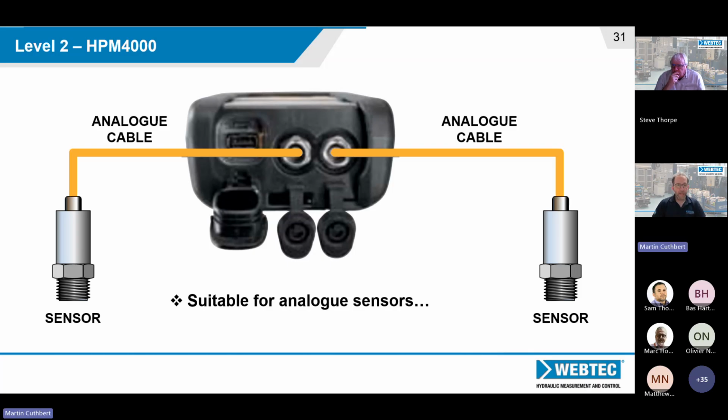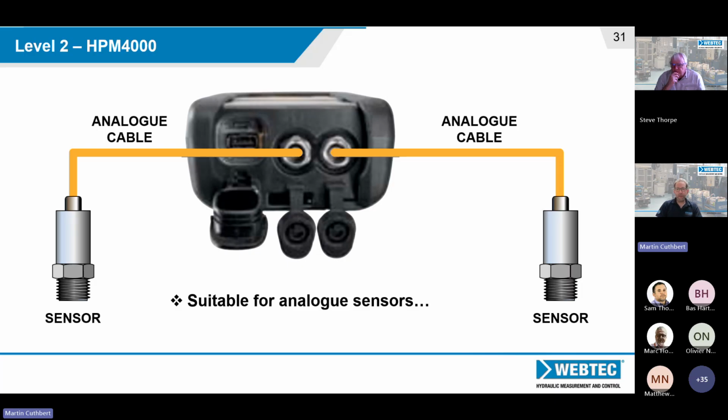So if we look at how we connect the sensors to the data loggers, there's three options really. So the first example here is we've got analog sensors, one sensor, one cable, one connection. So you can see here on the HPM 4000 for analog 4-20, we've got two sensors and two cables.